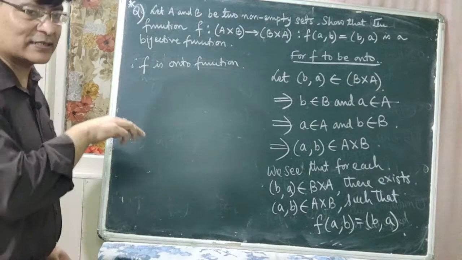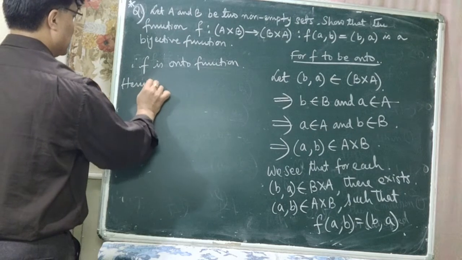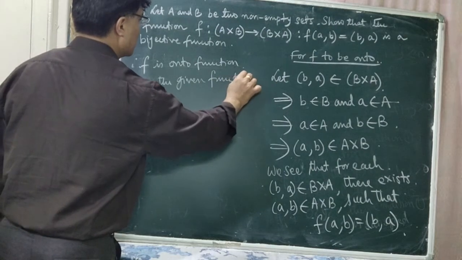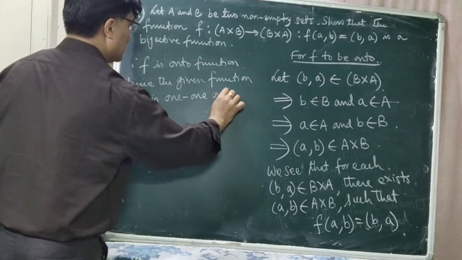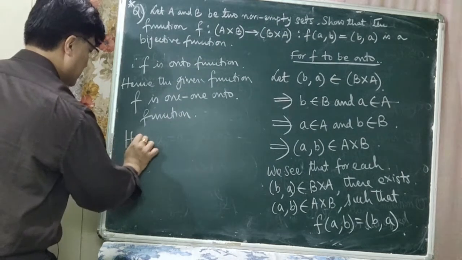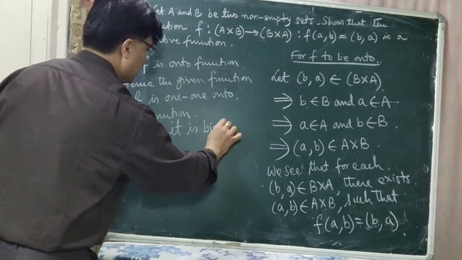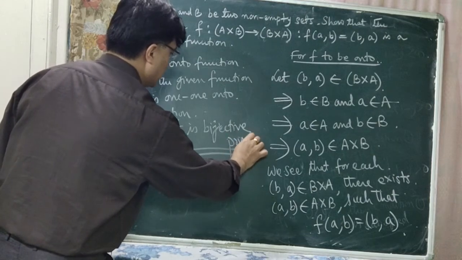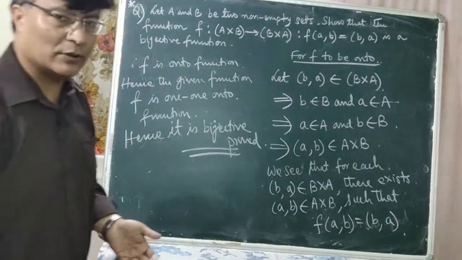So we have proved that f is both 1 1 and onto function. So hence the given function f is 1 1 onto function. So hence it is bijective. Hence it is bijective, proved. So is that understood now? So you can copy it. Now we'll do the next question.